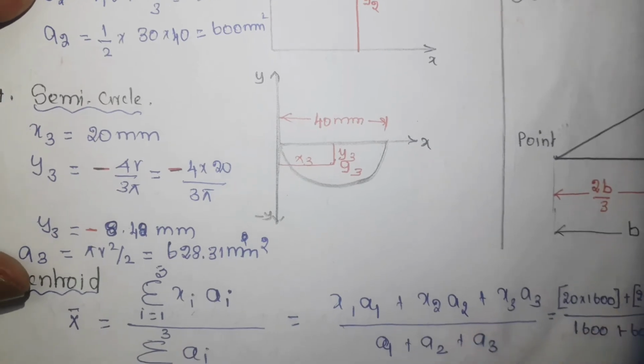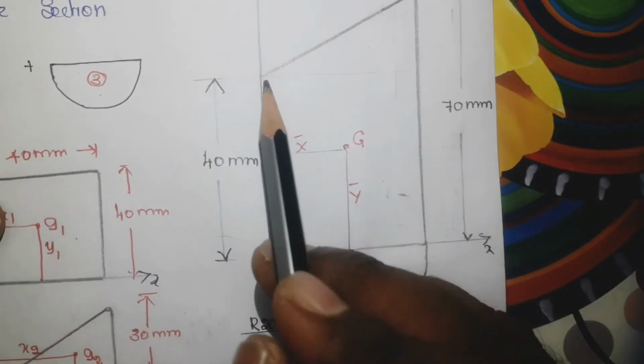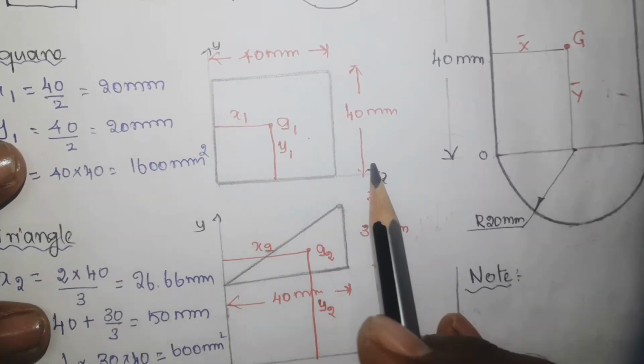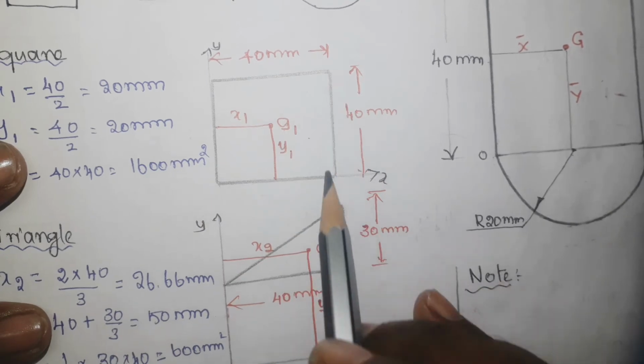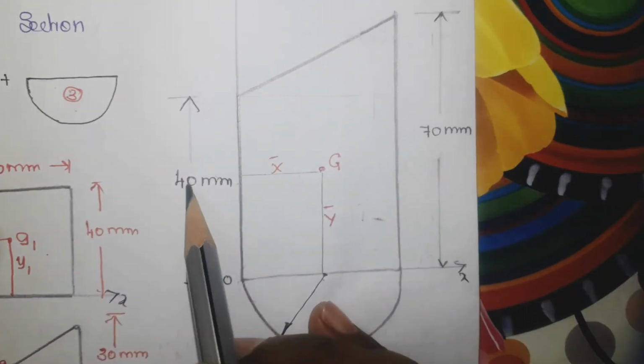Now let us go to the second step. First take the square, and draw a separate diagram for it. And this is a separate diagram for the square. And here it is x and here it is y. Now we will check the dimension from composite section.